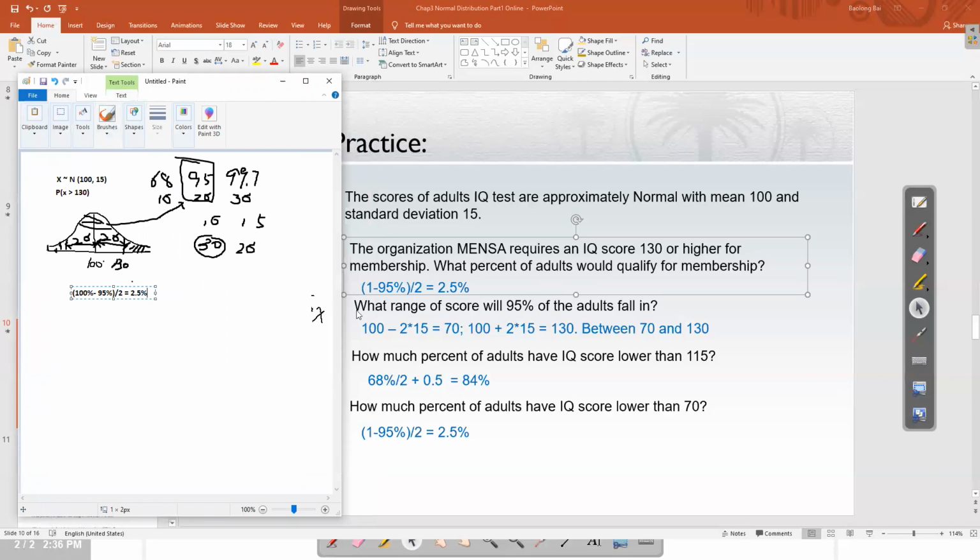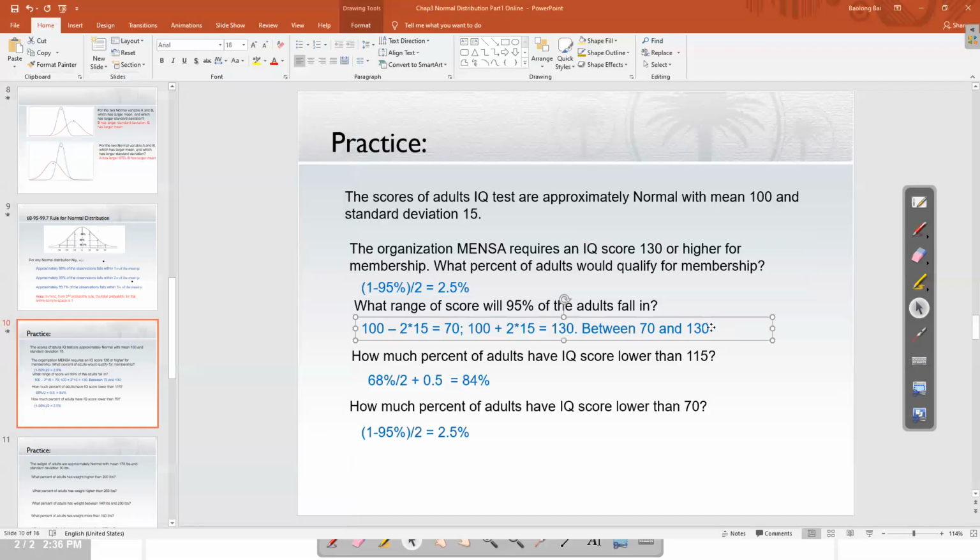Okay. And next question, what range of scores do 95% of adults fall in? You know, the center is 100, and 95% will be 2 standard deviations in both ways, right? And 2 standard deviations will be 2 times 15, which is 30, right? So 30 to the left will be the 70 mark, 30 to the right will be the 130 mark. So it will be between 70 and 130, right?